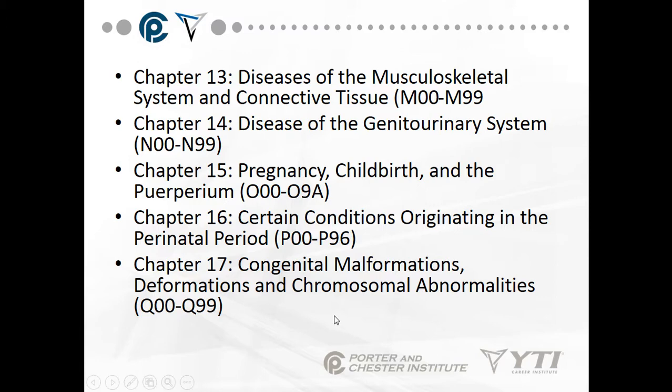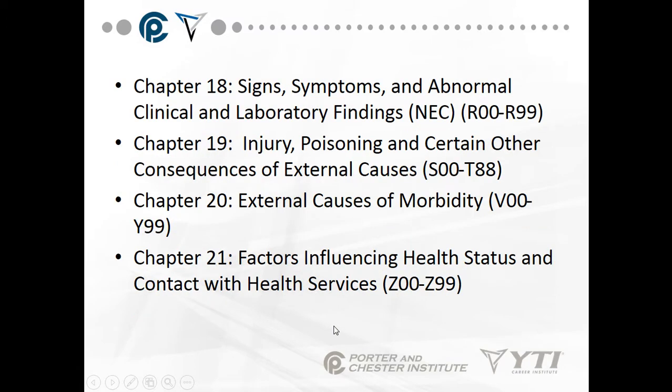Chapter 15 are pregnancy, childbirth, and the puerperium, and this is the period just before childbirth and 6 weeks after. So we always say that the chapter O codes are the obstetric codes. And chapter 16 are certain conditions originating in the perinatal period, or the P period after birth. Chapter 17 are congenital malformations, deformations, and chromosomal abnormalities. And one of the most common chromosomal abnormalities we know of is Down syndrome. Chapter 18 are signs, symptoms, and abnormal clinical and laboratory findings, or the R codes. We call these laboratory codes.